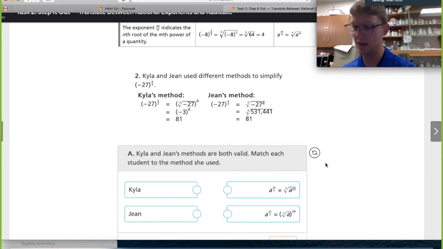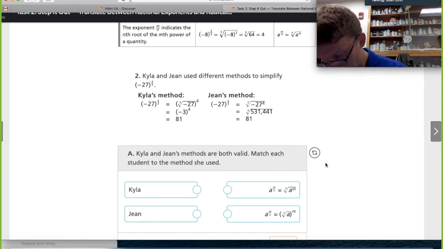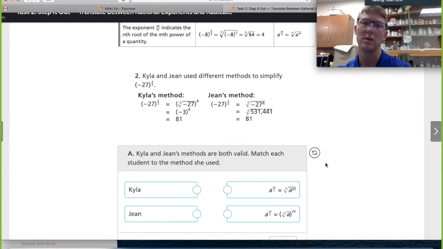Let me guess, Jean did it the other way around. So Jean's method, she took the inner negative 27 to the power of 4, got this big fat number, and I'm assuming she probably put that into her calculator and it gave her that number, because who knows that off the top of their head. Later on in this video, I will show you how to do all of these with your calculator, so there you go.